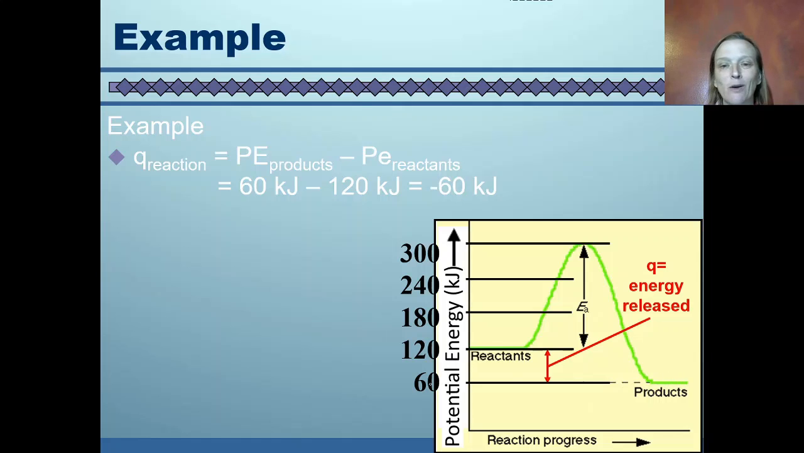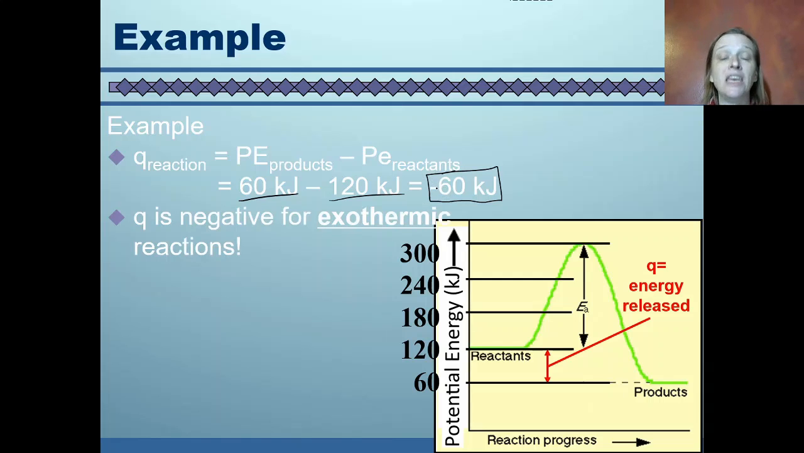So I'm going to start with a value of 60 for the products. 60 for the products. And I'm going to subtract my starting point, which was 120 kilojoules here for my reactants. 60 kilojoules minus 120 kilojoules is negative 60 kilojoules. The order is important because the sign is important. Remember that a negative Q value is a sign of an exothermic reaction. When products are lower in potential energy than the reactants were, that's an exothermic reaction.